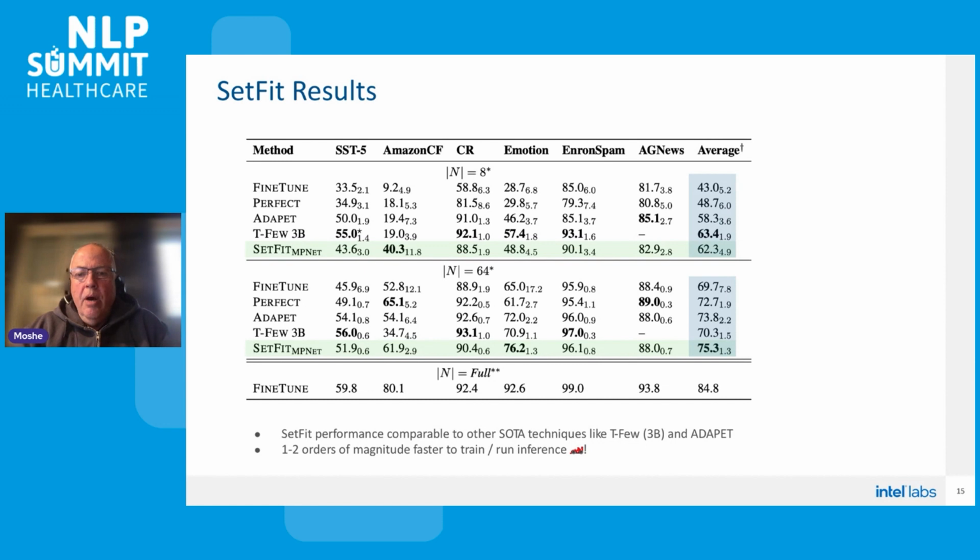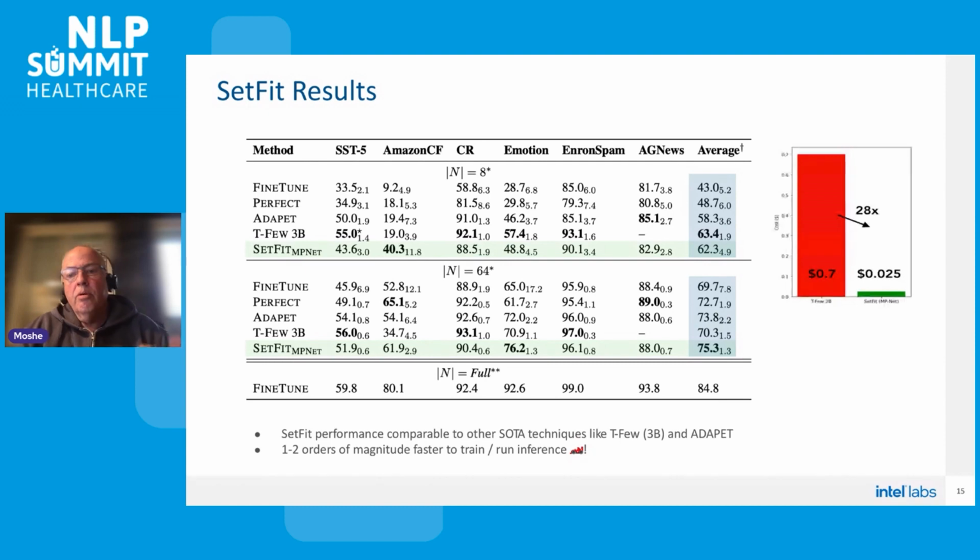So now when we compare the average accuracy across all the datasets, we can see that SetFit consistently outperforms the standard fine-tuning, and also AdaPet, and it's comparable to T-Few despite being about 30 times smaller.